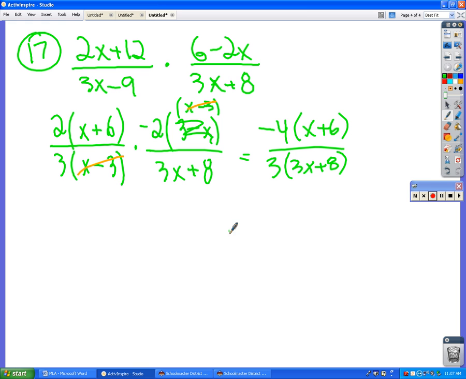And what are the restrictions on x? This one should be easy. x can't be 3. How do I solve that? If I set 3x plus 8 equal to 0, what do I have to do? Just give me the fraction. 3x plus 8 equals 0, what do you do first?